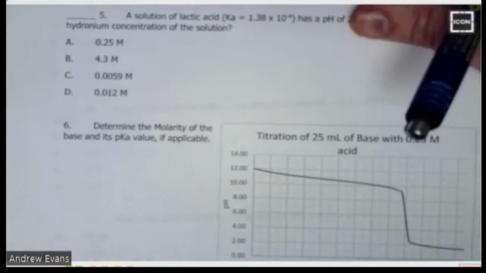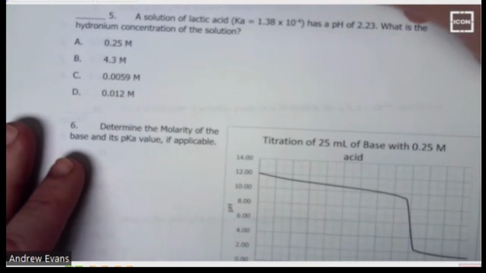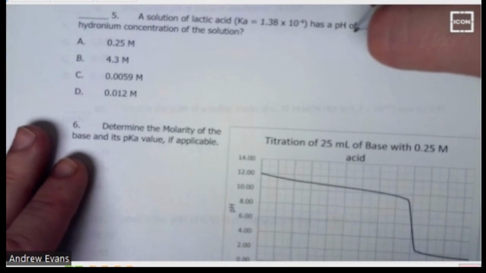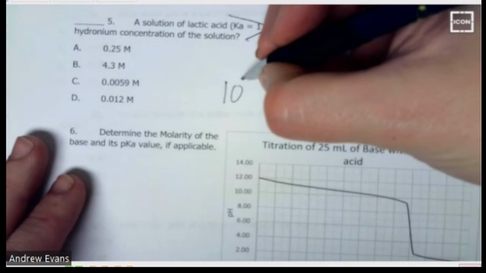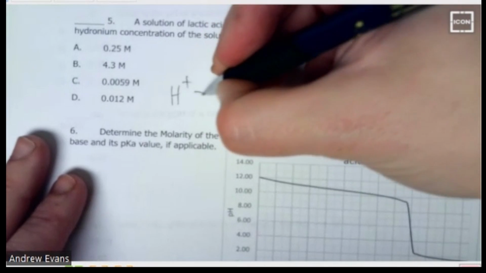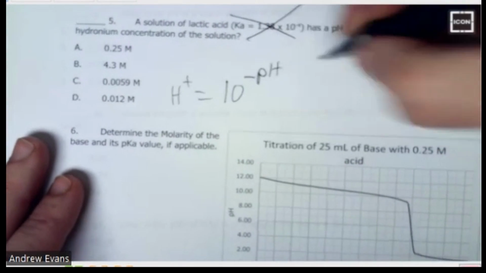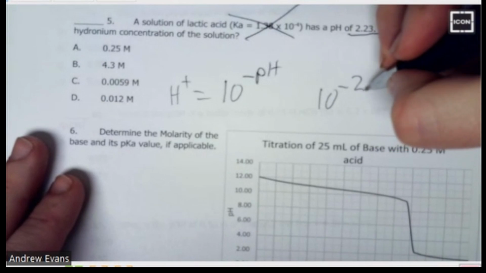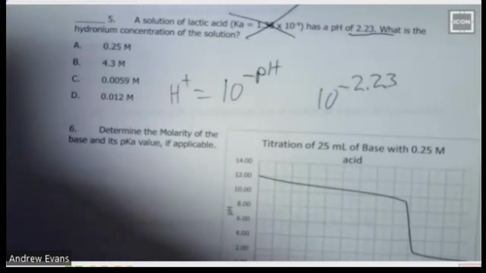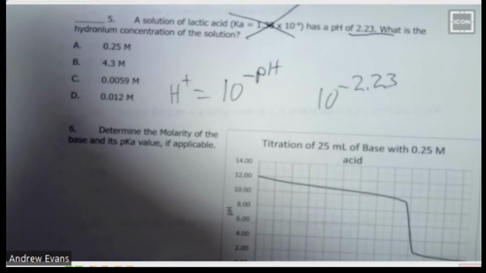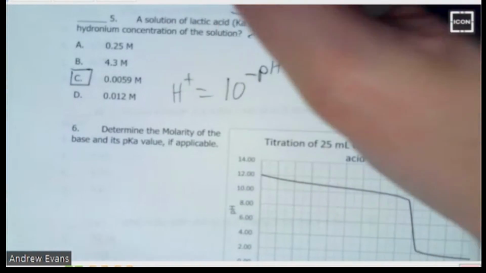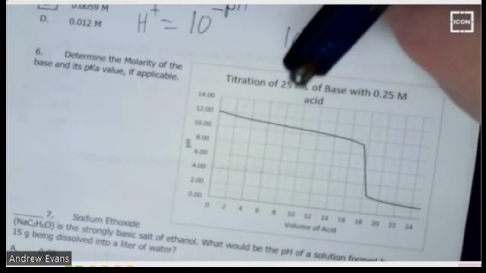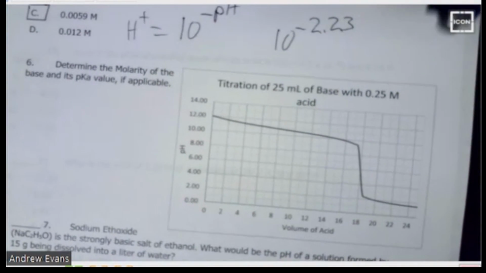Next, a solution of lactic acid has a pH of this. Now, this was a trick question. You did not need this number at all. No matter what, H+ concentration is equal to 10 to the negative pH. So all you had to do is 10 to the negative 2.23, which gives you 0.0059. Yeah, we're going to throw some overly easy trick questions in there.